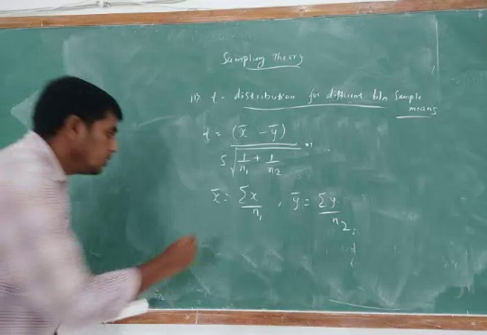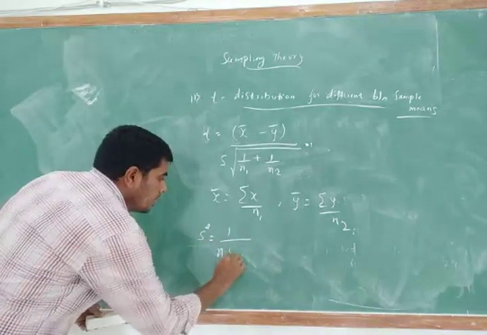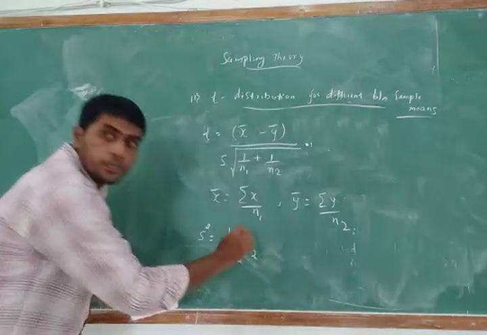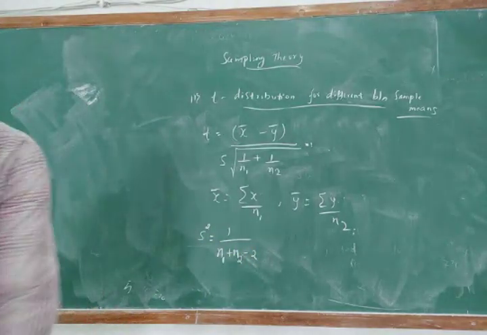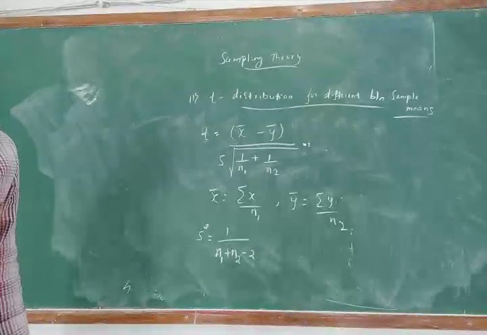So next, now s square. s square is equal to 1 divided by n1 plus n2. Sorry? Is it visible, right? Sir, no sir, video is not coming sometimes.